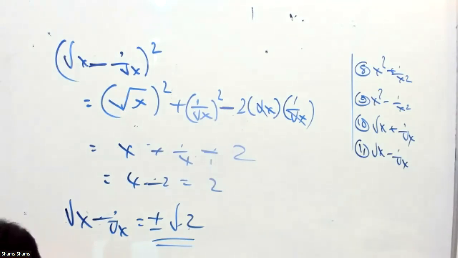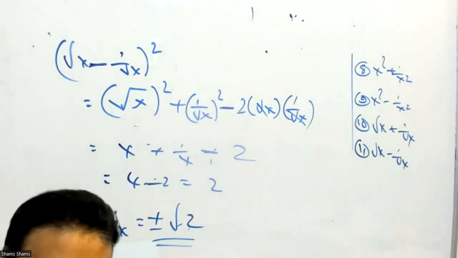Okay. The question is here: root x plus 1 by root x, all square. We find the steps.